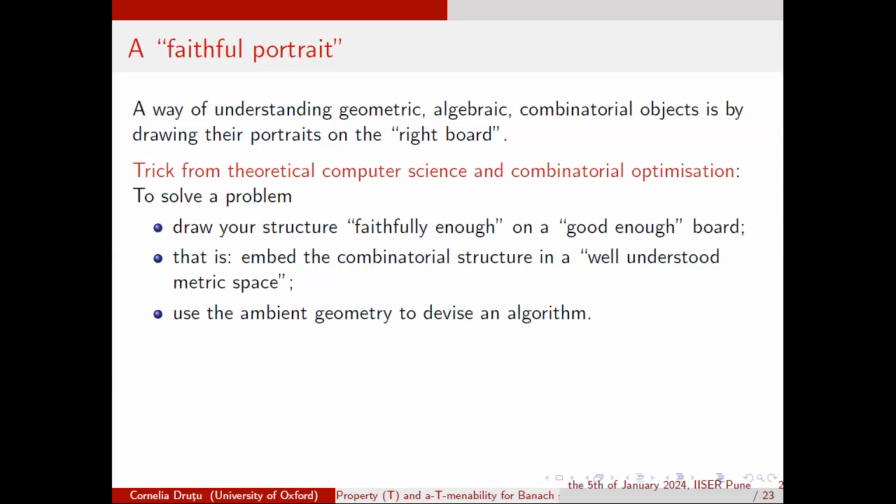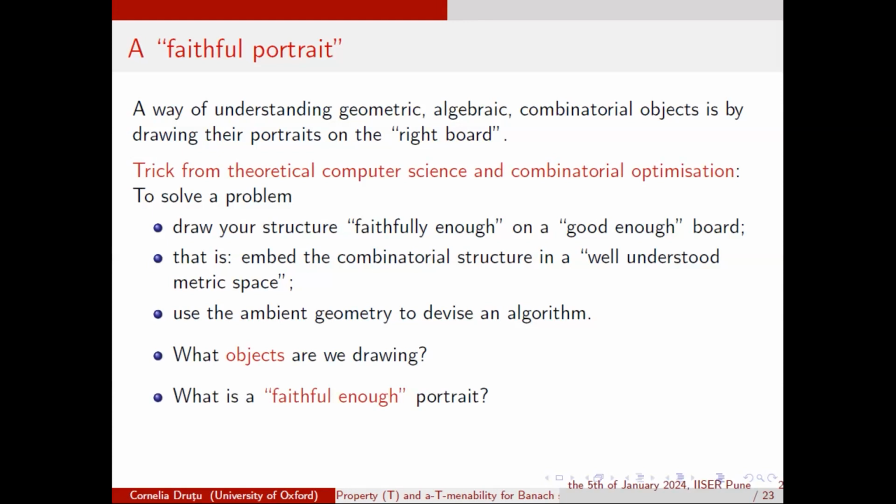And in our setting, geometric group theory setting, of course, the first question is, what kind of objects would we try to understand? So what are the objects that we are drawing? What is a faithful enough portrait from our point of view? And what is a good enough board for us? Now, of course, all these questions are debatable. But let me say what I mean by each of them.